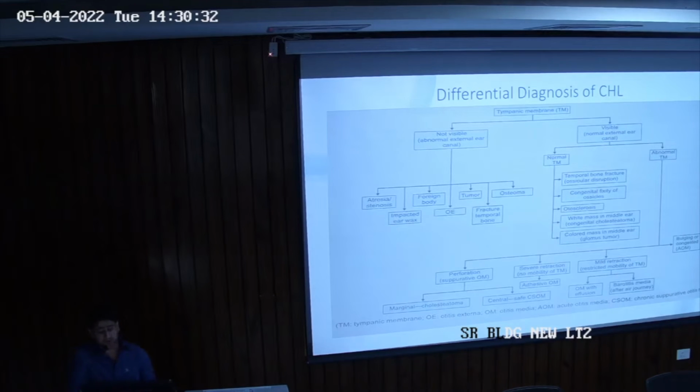Abnormal tympanic membrane with severe retraction. There is no mobility of the tympanic membrane on Valsalva maneuver, that is adhesive otitis media. The tympanic membrane is adhered to the medial wall of the middle ear. It is quite a painful condition.